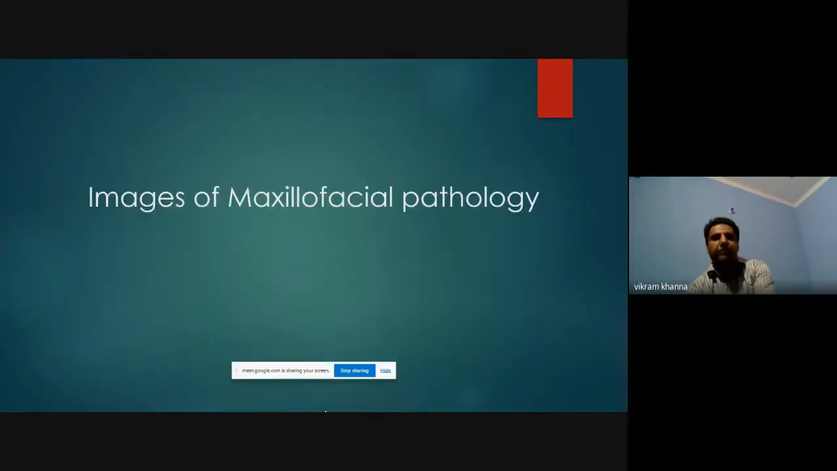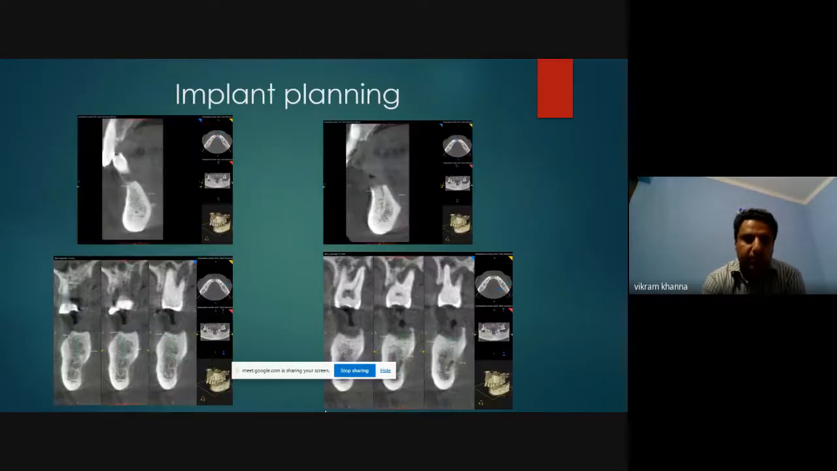I have included some images of maxillofacial pathologies. We'll just run through them. This is for implant imaging, where we measure implant dimensions in superior, inferior, buccolingual, and mesiodistal directions. You can see all three planes in a single section.